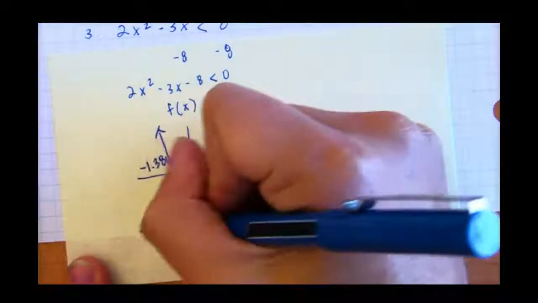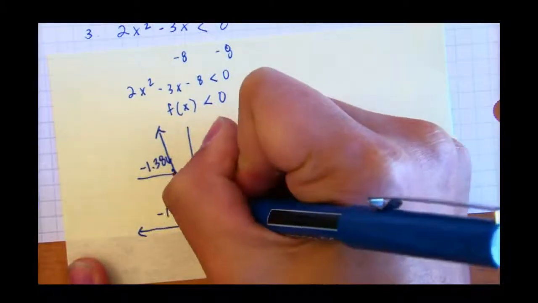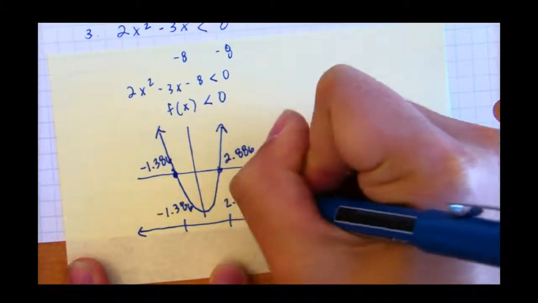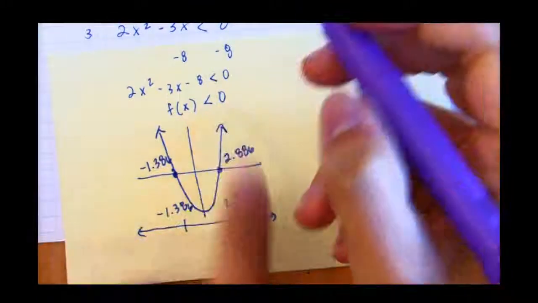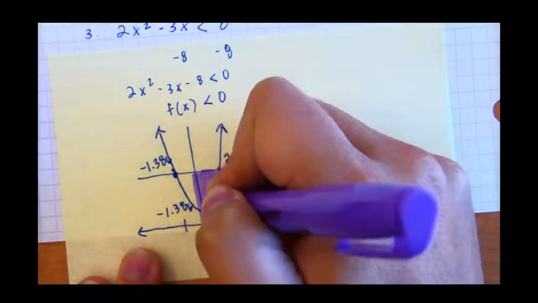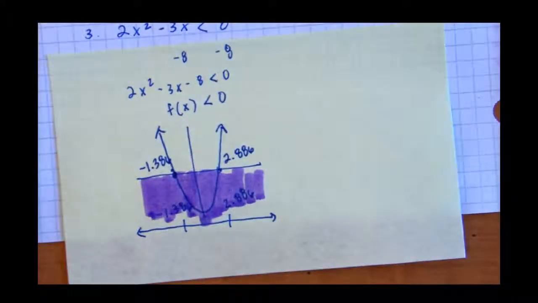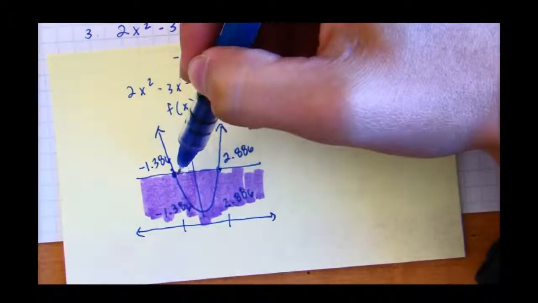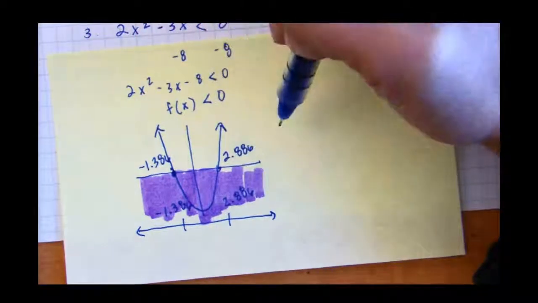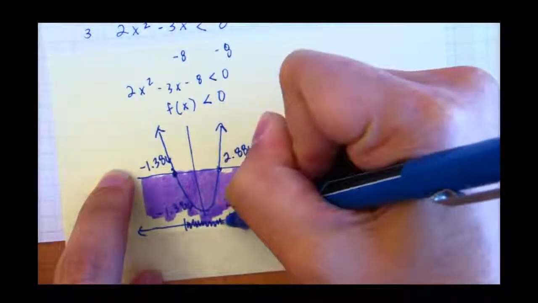So I will draw my number line down below. The two values that I care about are negative 1.386 and 2.886. I'm looking at where my inequality or where my y values are less than 0. So I'm going to highlight everything that's below that x-axis. And I want to ask myself, is the shaded part the values in between, or is it the values outside of my two x values? And it's going to be the values in between. So I'm going to shade in between these two values.